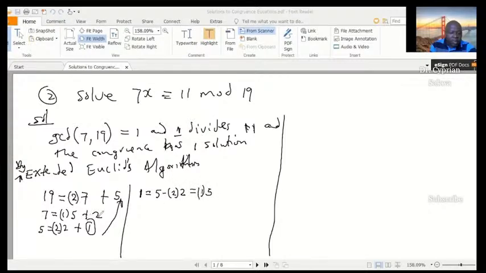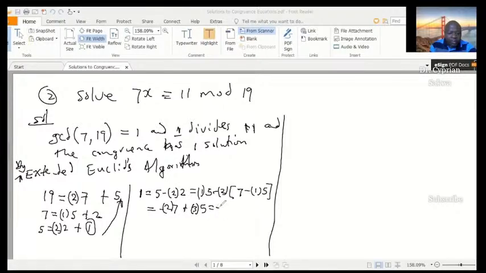So I move to the upper equation and substitute 2. 2 is 7 minus 1 multiplied by 5. When I open the brackets here, I have negative 2 multiplied by 7. Then this negative 2 times this negative 1 gives positive 2. Positive 2 plus this 1 is positive 3 multiplied by 5. Move to the first equation and substitute the value 5.